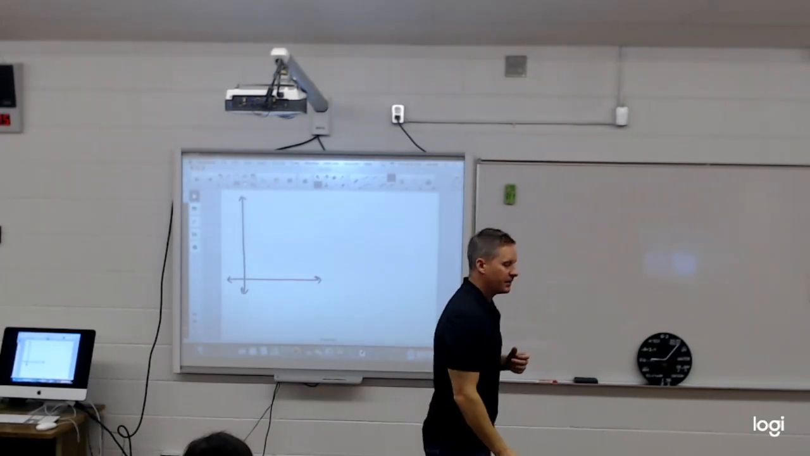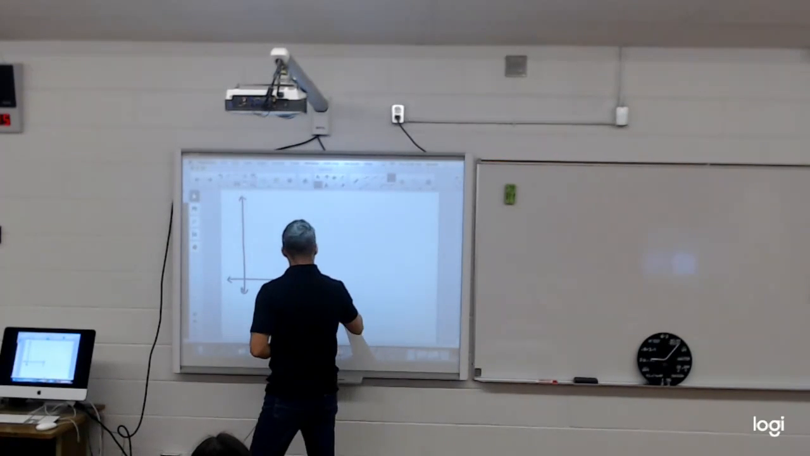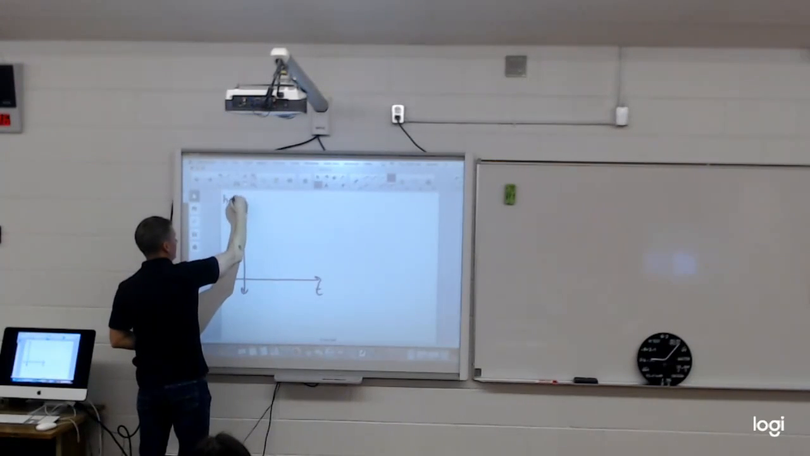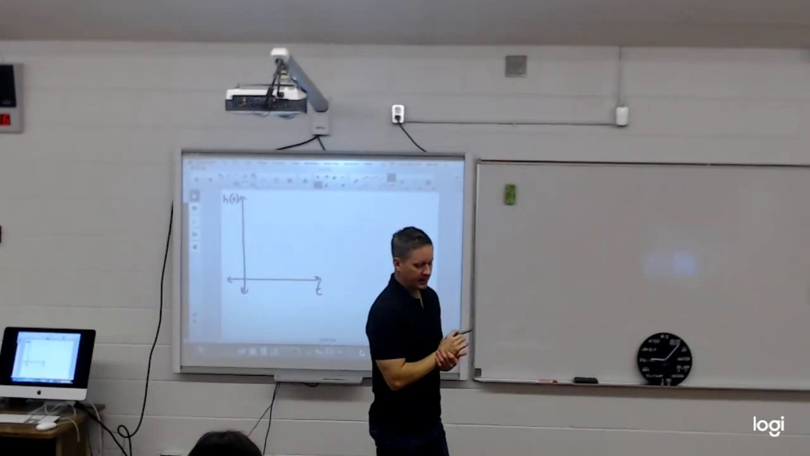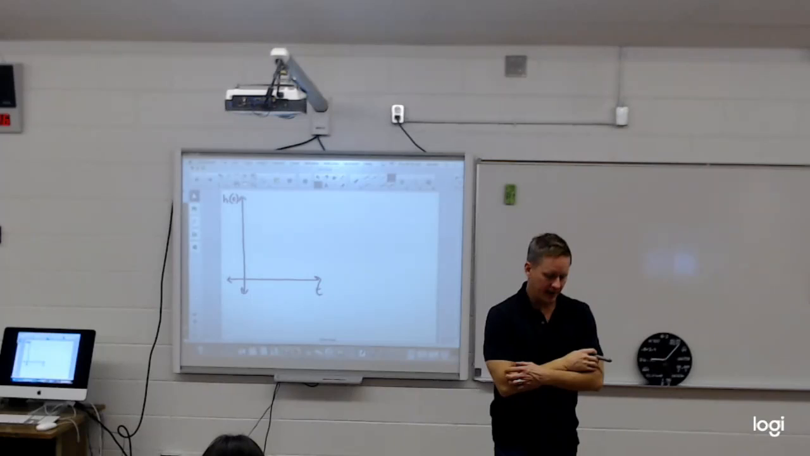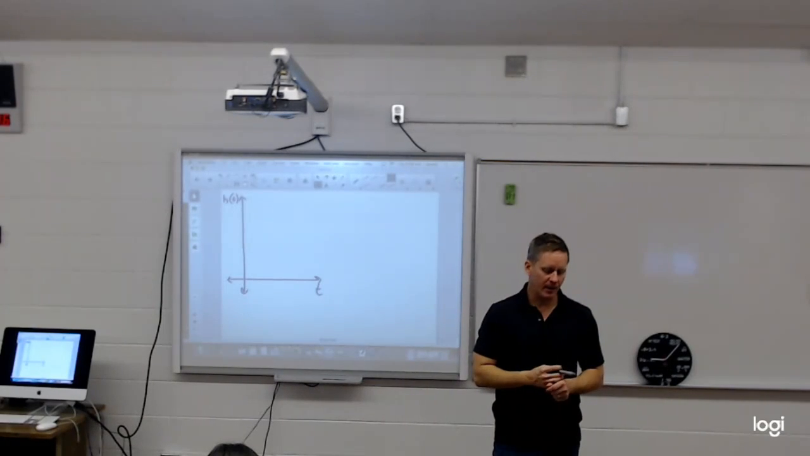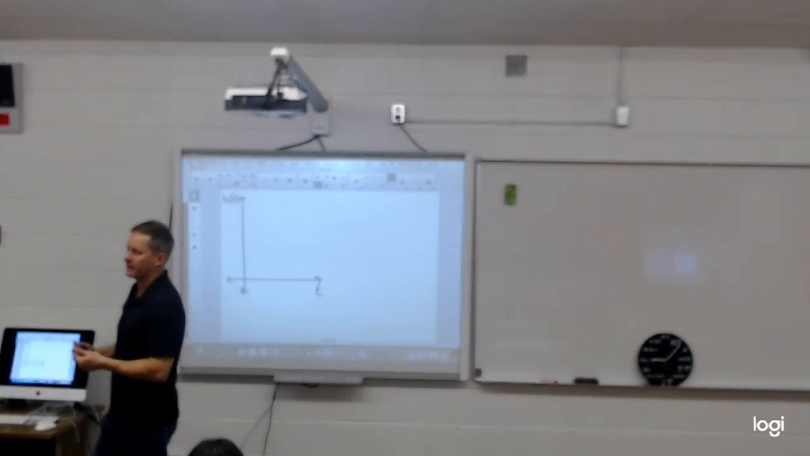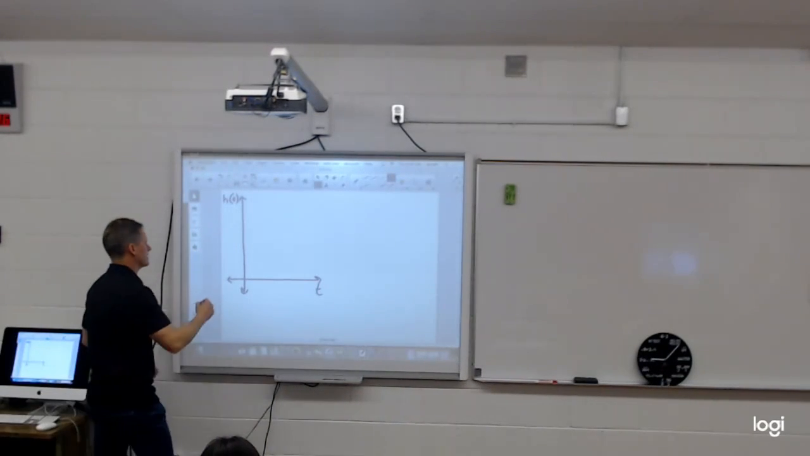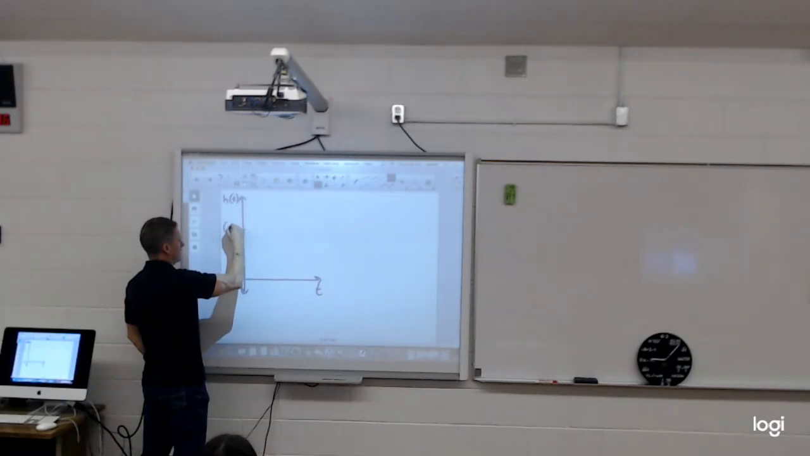So across the bottom I'm going to have time. And vertically, up and down, I'm going to have my height. Patricia dives from a platform that is 10 meters high. So at 0 seconds, where is she located? 10 meters. So right there is 0 and 10, right?